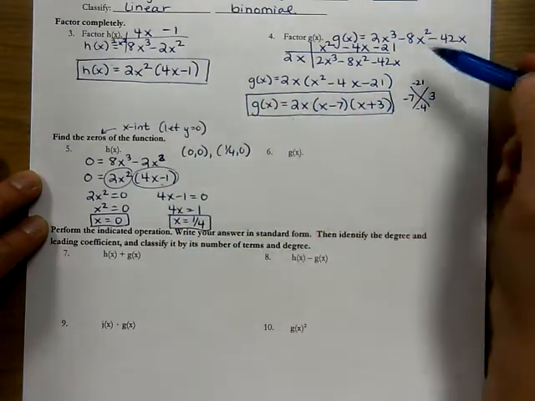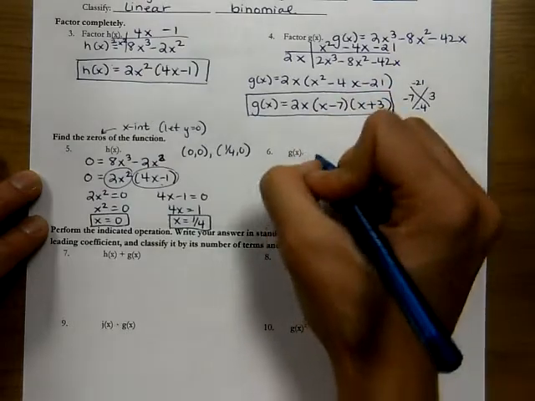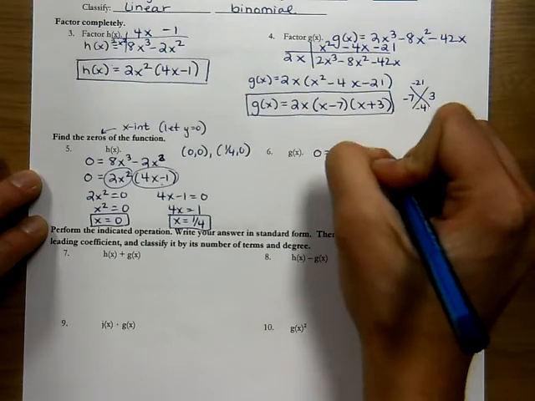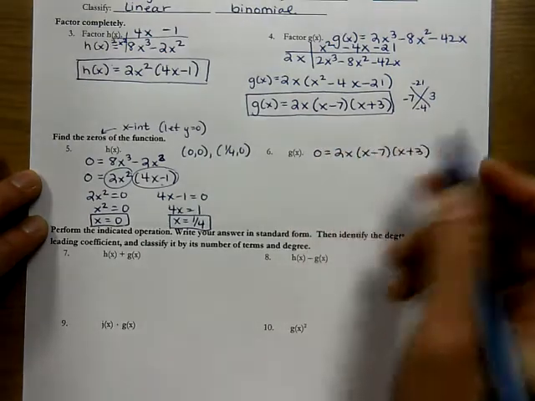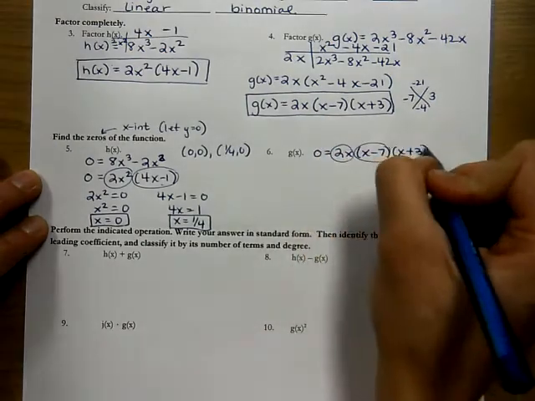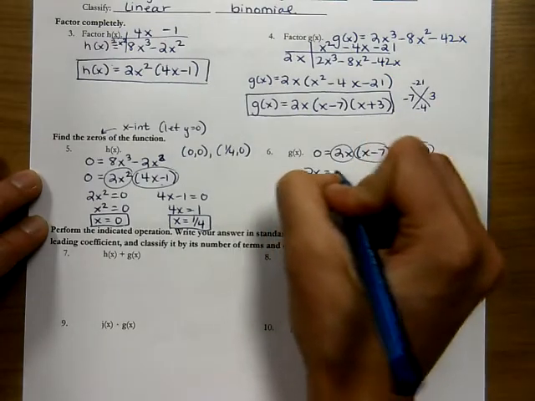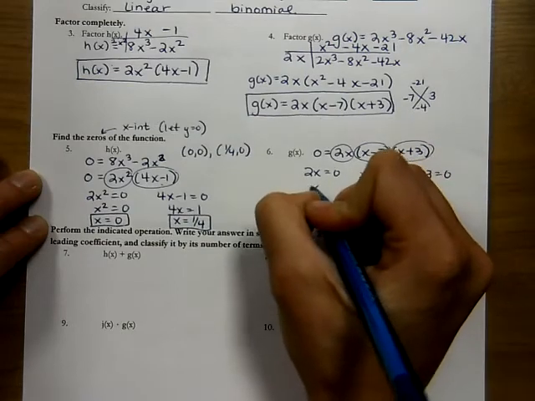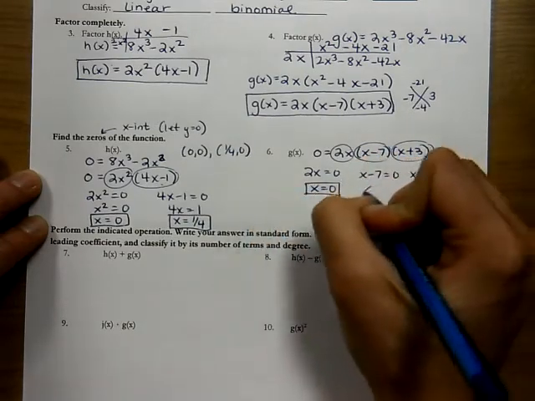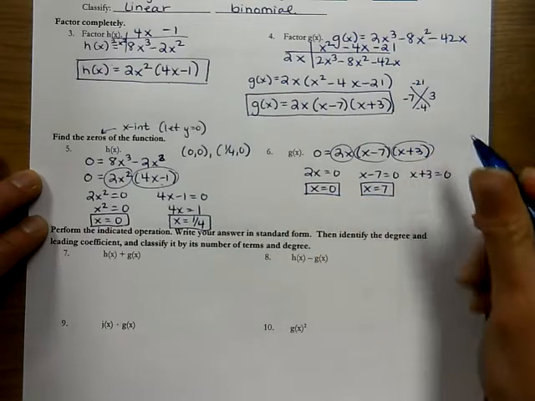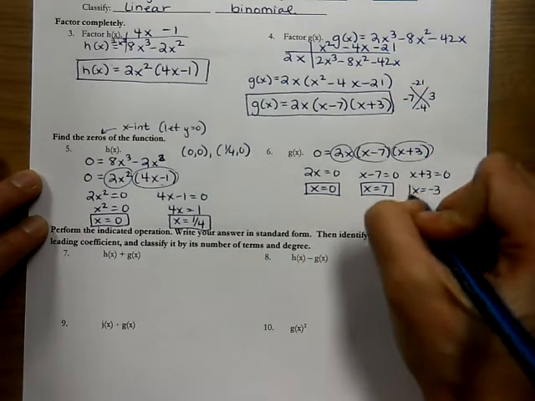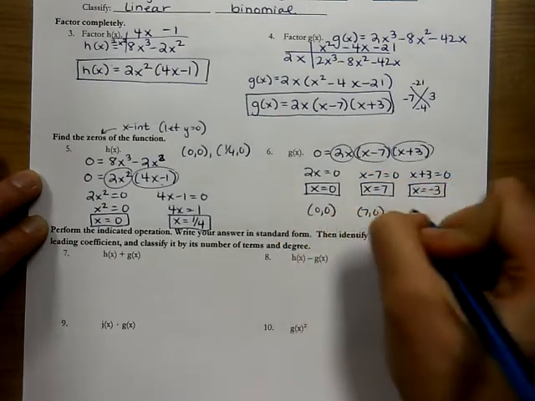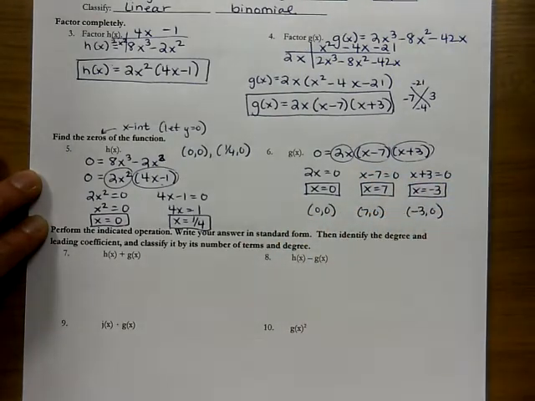For g of x, again, I could start with standard form, but I already factored it, so let's start with the factored form. I substitute 0 in for g of x. And now, because it's in factored form, I can set each factor equal to 0: 2x equals 0, x minus 7 equals 0, and x plus 3 equals 0. When I divide both sides by 2, I get x equals 0. When I add 7 to both sides, I get x equals 7. And when I subtract 3, I get x equals negative 3. And again, if I wanted to write those in ordered pairs, I could write it like that.